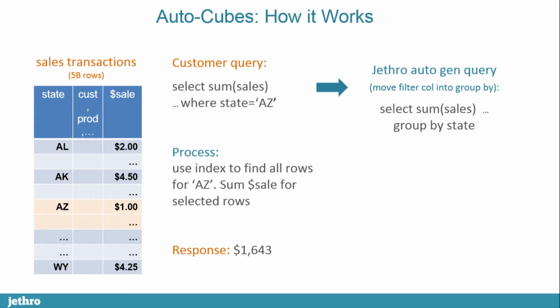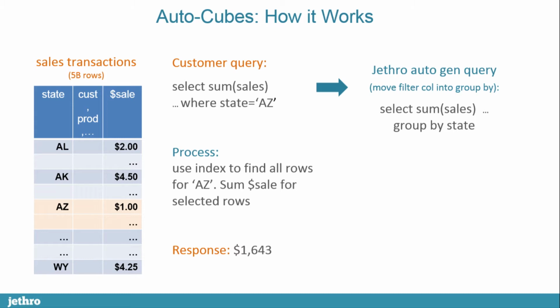What is the cube? Generally speaking, a cube is just taking the dimension, the filter dimension, the state, and putting that as the group by dimension. So now I have a table, a cube, that has all the states with the sum of all the prices. That's my cube.